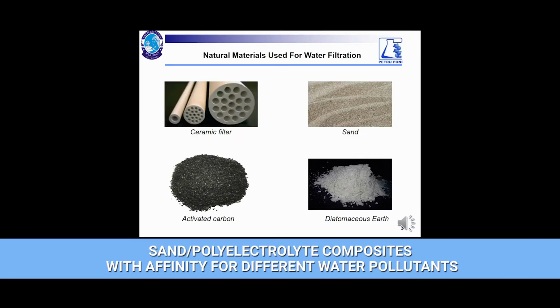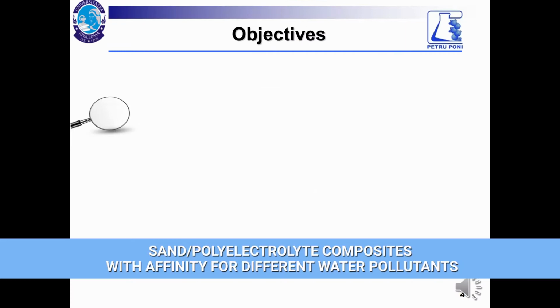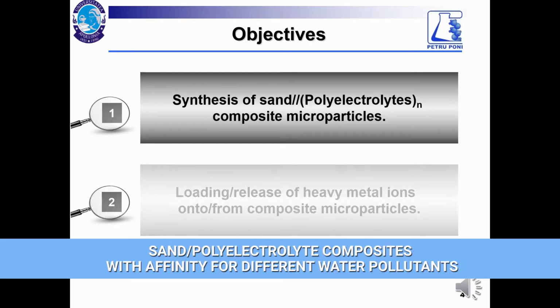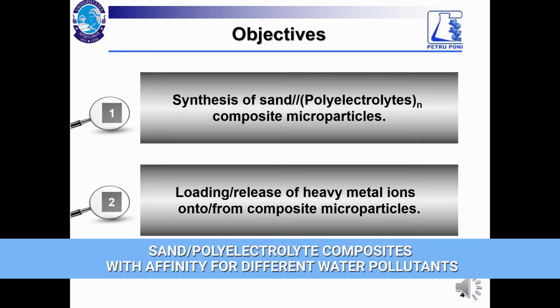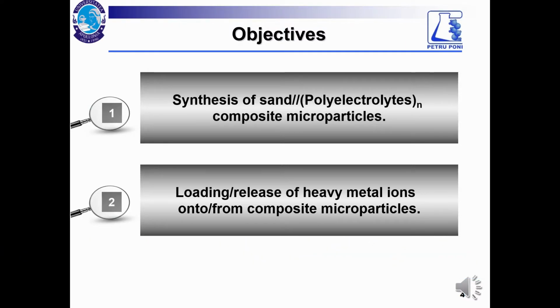Among different natural materials used in water filtration, we used sand because it is a natural, abundant, mechanically resistant and chemically stable support. The objective of this study is to create a pH stable composite based on sand and polyelectrolytes with high sorption affinity towards different pollutants such as heavy metal ions.